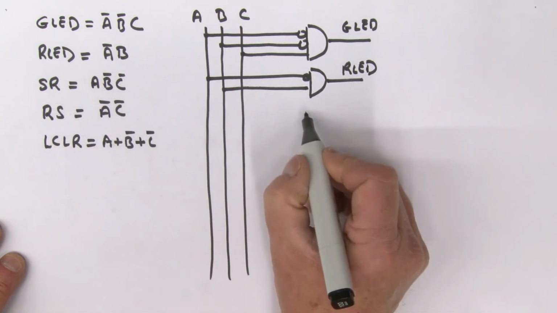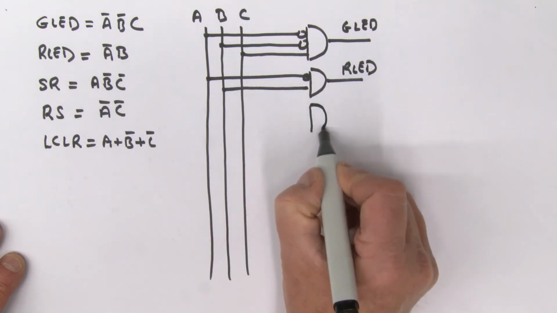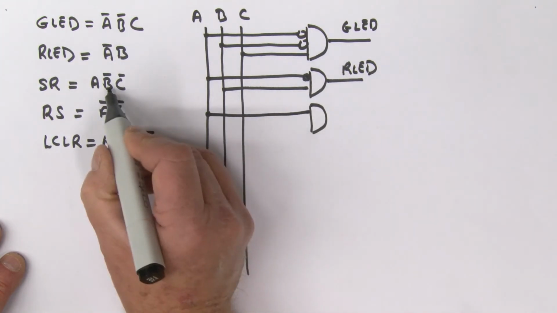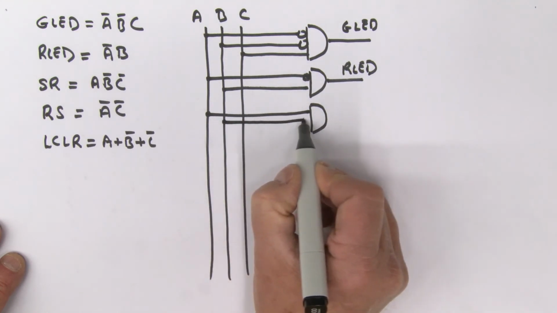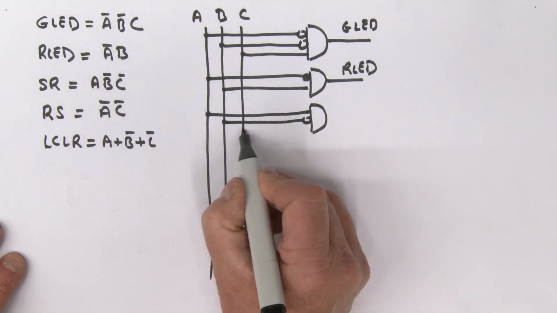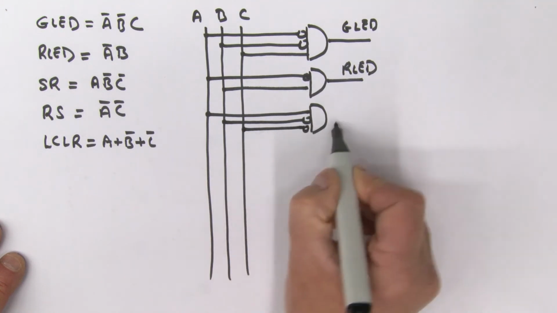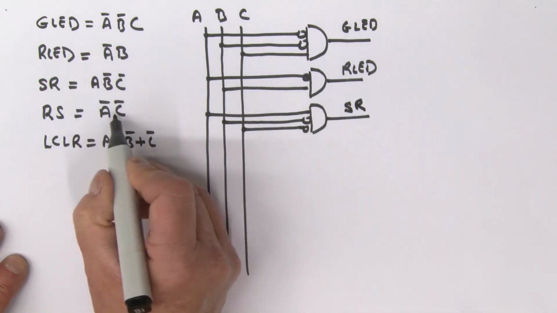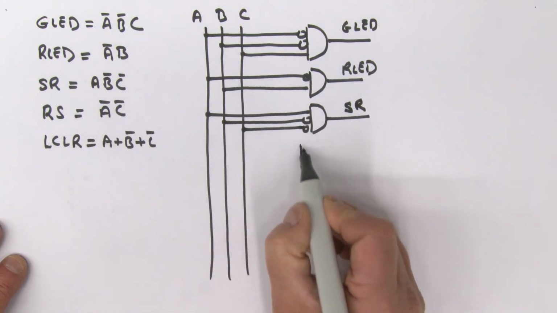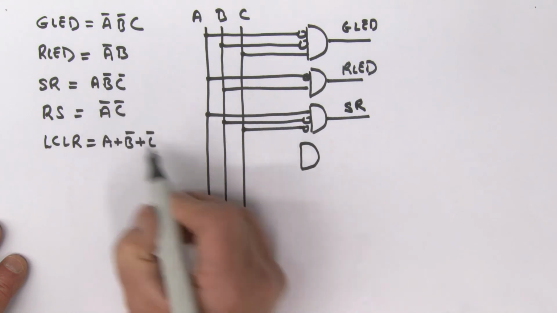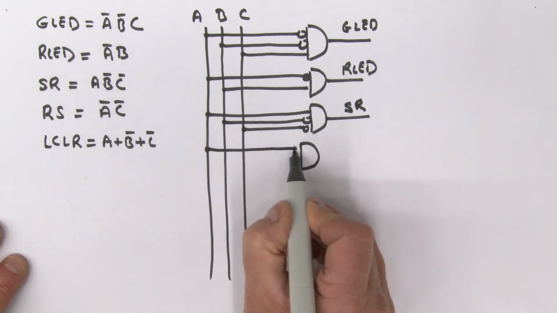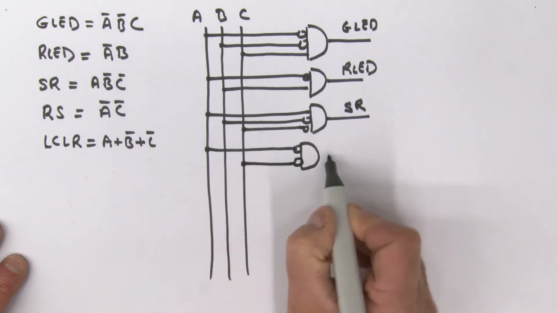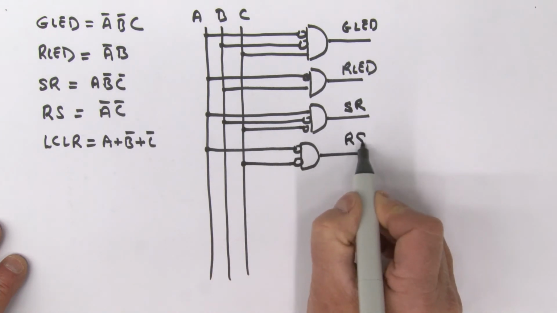Siren, okay. So here it is. Siren, we have what? A. We have B bar. And we have C bar. And that is my siren. Reset, okay. We have A bar, so I'm going to grab A, invert, and we have C bar. And that is my reset.